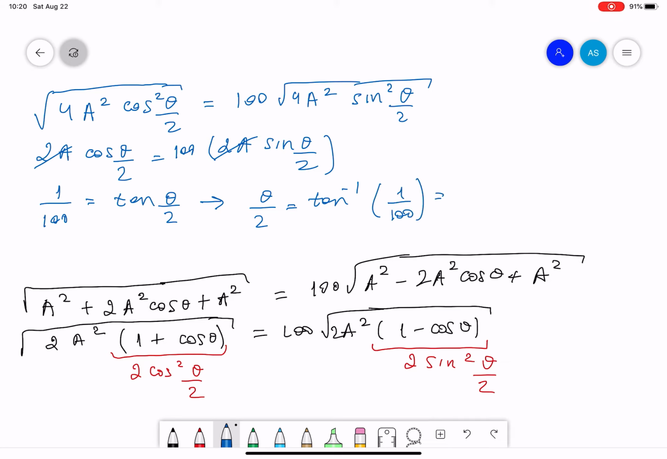If you do the calculation, you will find that inverse tangent 1 over 100 gives you 0.57 degrees. So theta over 2 is equal to 0.57 degrees, and theta will be equal to 2 times 0.57 degrees. If you multiply it by 2, you should get 1.14 degrees. So theta is equal to 1.14 degrees.